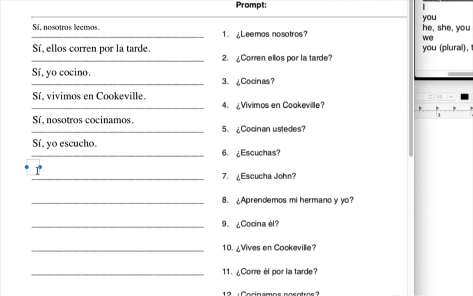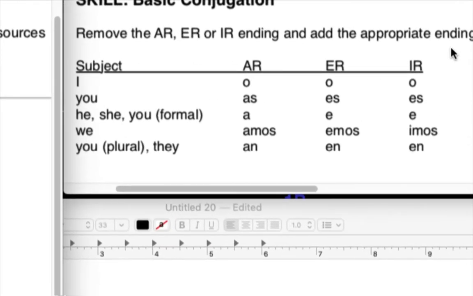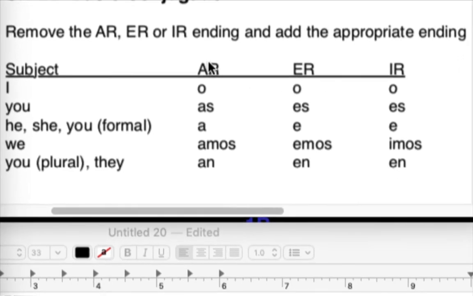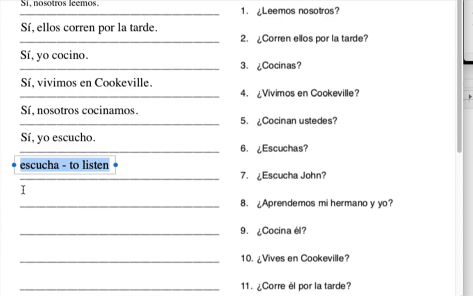All right, number 7. It's asking, does John listen? Escuchar is to listen. So we got John with it. So John's a he. So it's does John listen? They put an A on the escucha. They took off the AR first. So AR verb. There's your A. There's John as a he. So does John listen? I'm going to say yes, John listens.